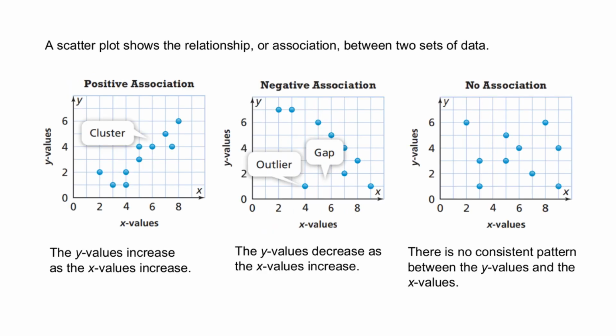For our key concept, again, a positive association is when the trend line goes in an upward direction. A negative association is when the trend line goes in a downward direction. And a no association is when the points are all randomly scattered on the graph. We can also see that a cluster is a group of points all together on a graph. A gap is the empty space, and an outlier is a point that is by itself.